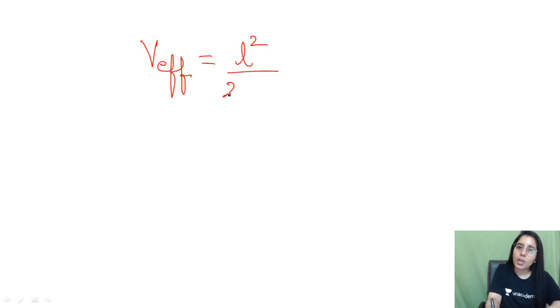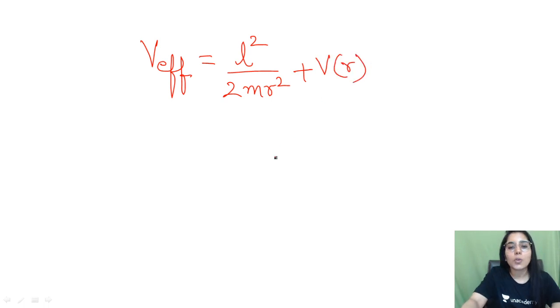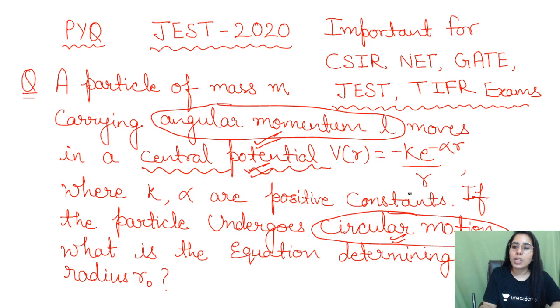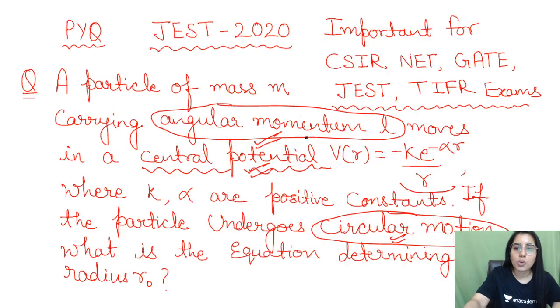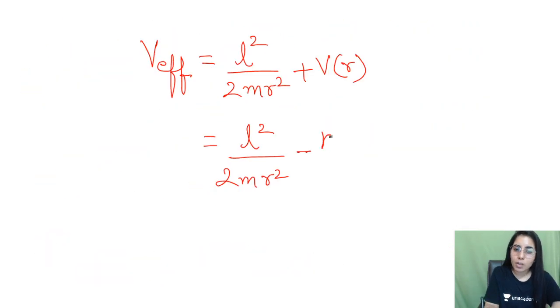And what is the formula for effective potential? This is the first very important point everybody needs to know. That is the angular momentum square upon 2mr square plus the given potential, that is V(r). This is how you can simply write the effective potential. What is the expression for this? L square upon 2mr square plus V(r). V(r) is the given potential, you have to put it there. So minus k e to the power minus alpha r upon r. It is going to be L square upon 2mr square minus k e to the power minus alpha r upon r. This was given to us.